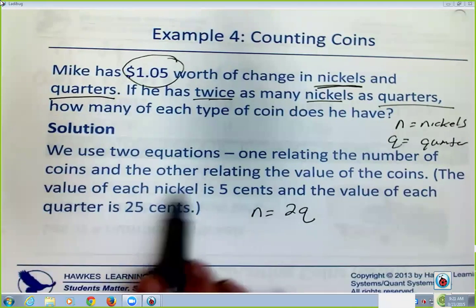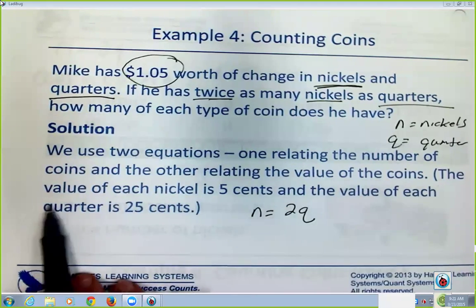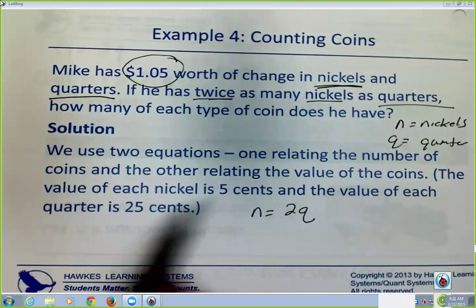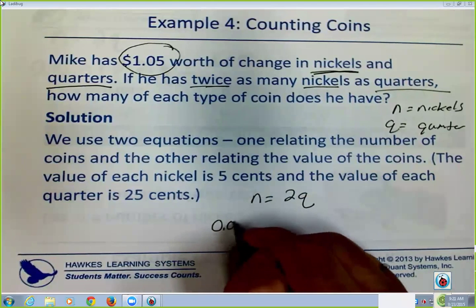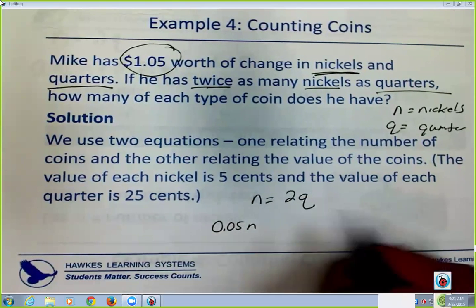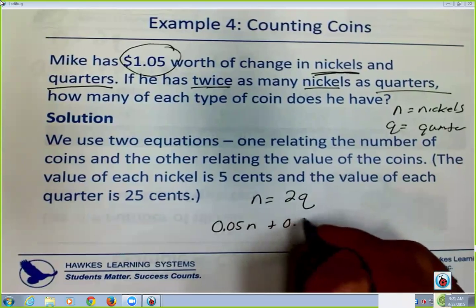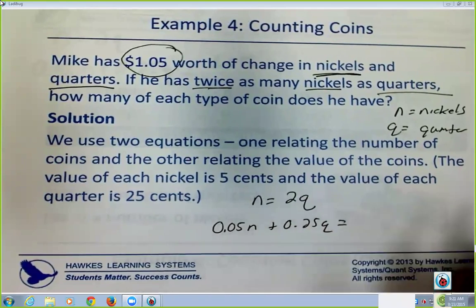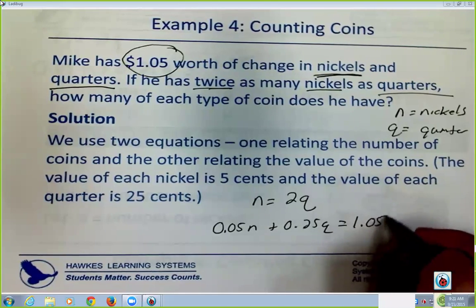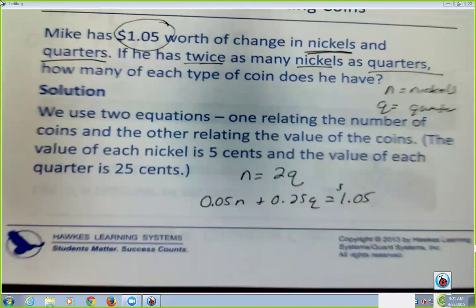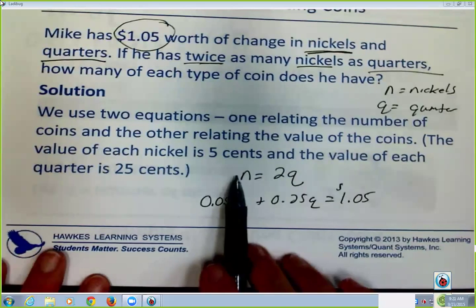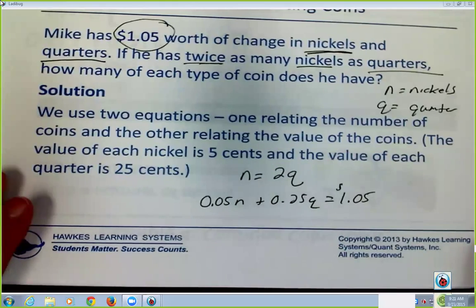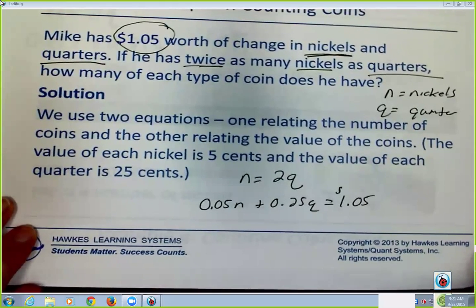And then you just got to go with what the worth is. And it says the values of the coin. So the value of a nickel is 5 cents, and the value of a quarter is 25. So we would just simply put 0.5 nickels plus 0.25 quarters is equal to $1.05. So the hardest part with this one is just getting this piece together and coming up with what that would be. So that would be our 2 equations.